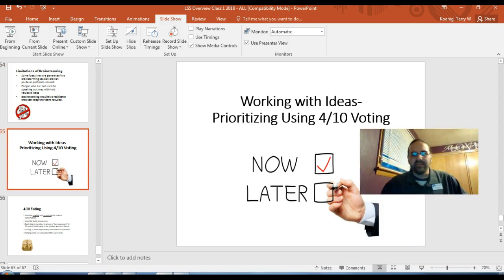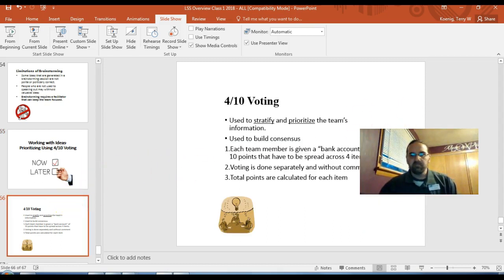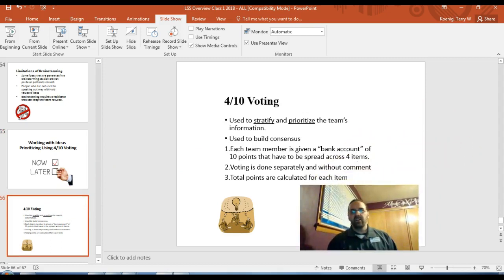All right, and then work with your ideas. One of my favorite ones is 4-10 voting. It's eliminating a bunch of the ideas and narrowing them down a little bit. So how do you do this, right? Everybody gets a bucket of 10 votes, and you have to vote on 4 items. So let's say you have 25 items on the board. You have to vote for 4 of them, but you have 10 points. So the most you can give a single item is 7, and then you can do 1, 1, 1. But you have to allot all 10.